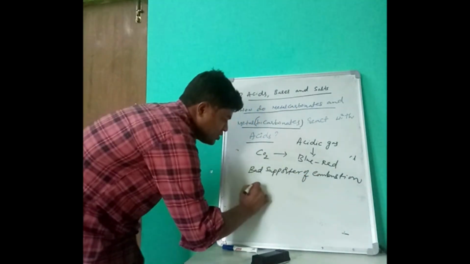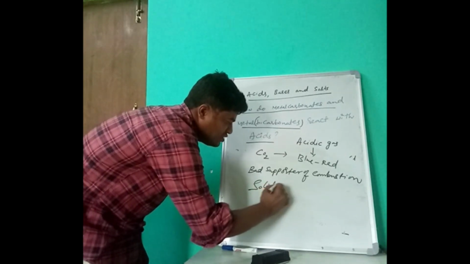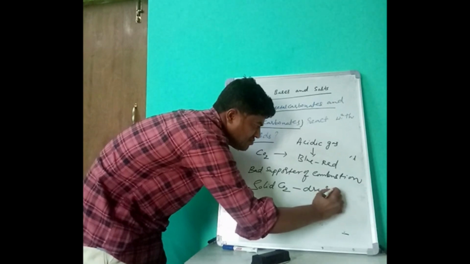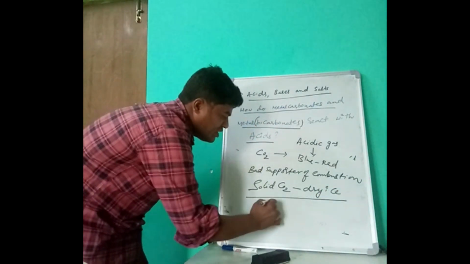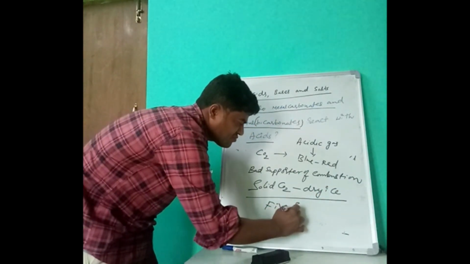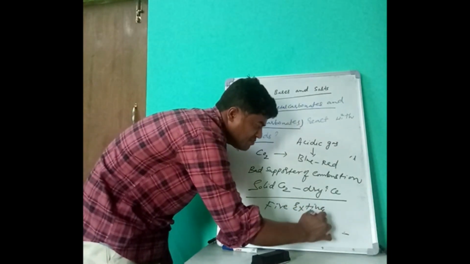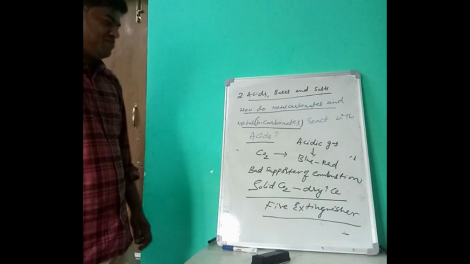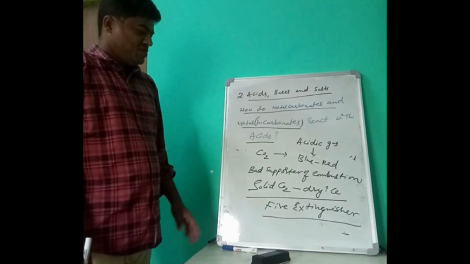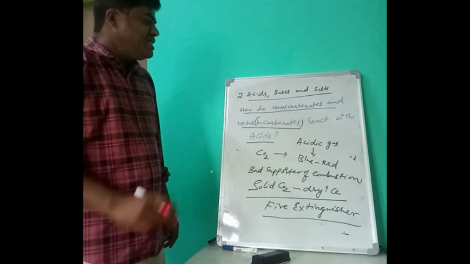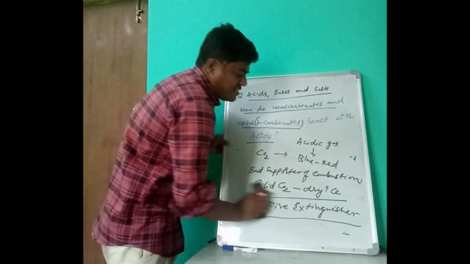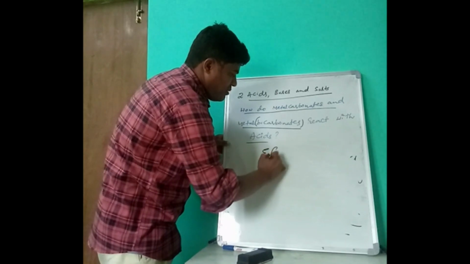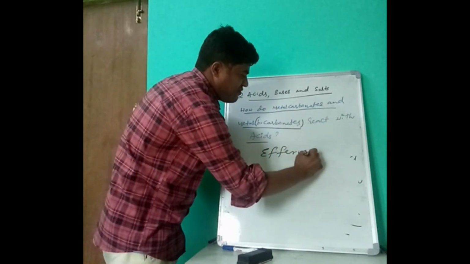And you know, solid carbon dioxide is used as dry ice. It is used in the fire extinguisher that we have in our school. Solid carbon dioxide is used as a fire extinguisher, and it is evolved with effervescence. With some bubbles it comes out.